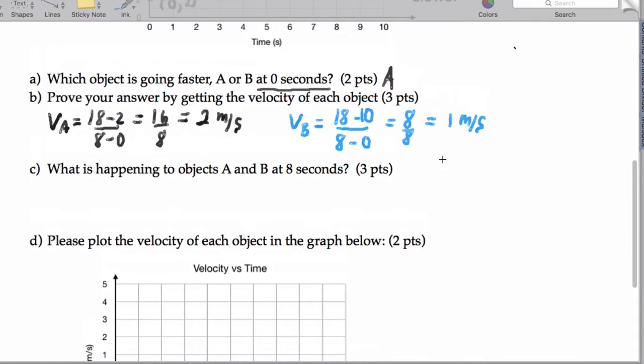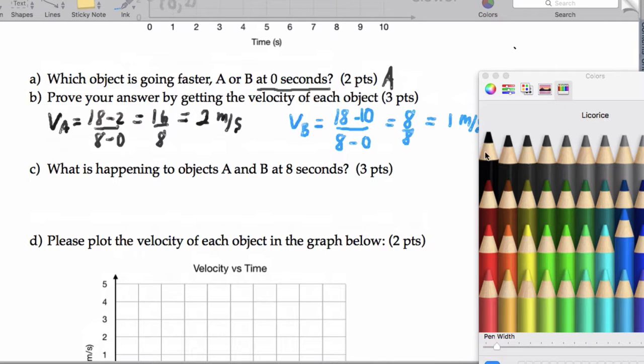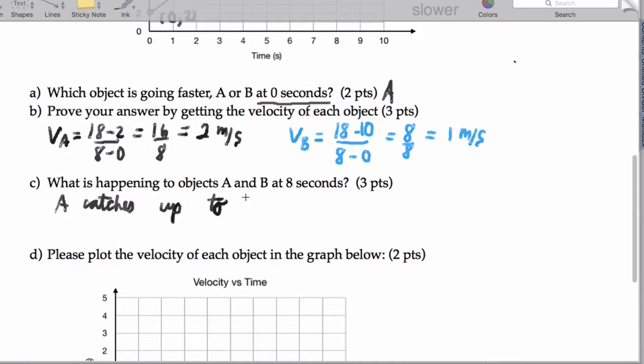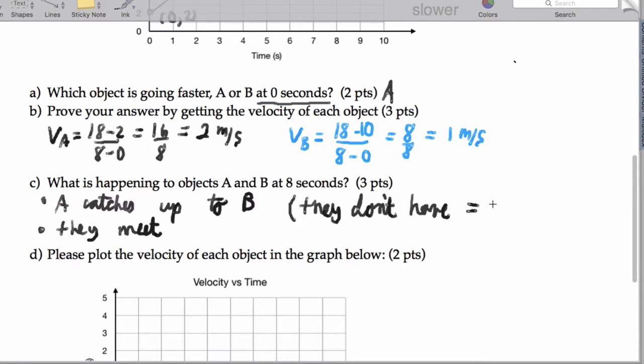Now, what is happening to objects A and B at 8 seconds? What's happening is A catches up to B. Or you could say they meet. One thing that is not true, and I just want to be clear, I'm going to write this here, they don't have equal speeds or velocities, just to be clear.